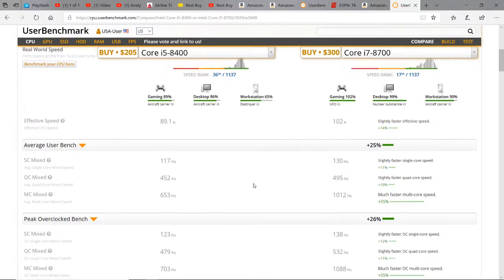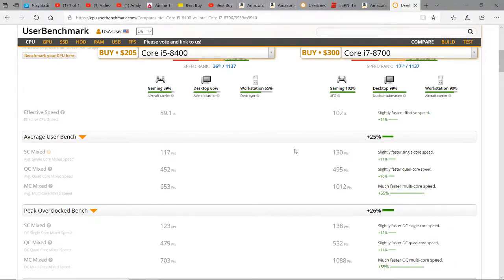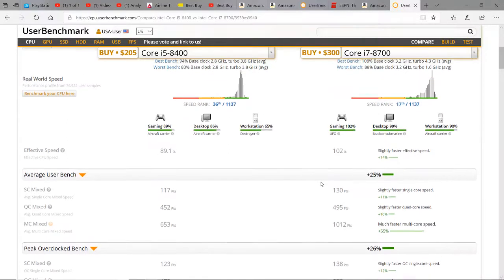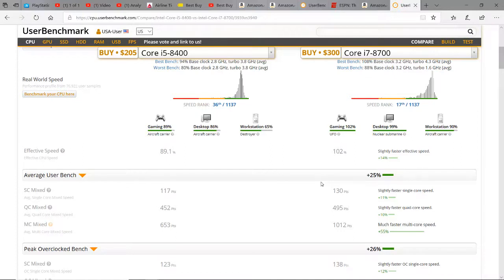Alright, so now the single core speed is higher. That's good to see, and it outdoes the Pentium at this point. Quad core is a little better, not significantly, but the multi-core is way more impressive. So things to think about, gaming wise, single core is definitely more valuable than the multi-core score.